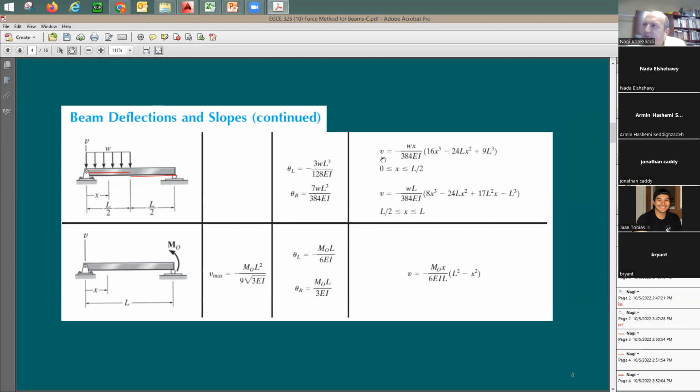Anyone still recall what it means by indeterminate structure? Yeah or no?